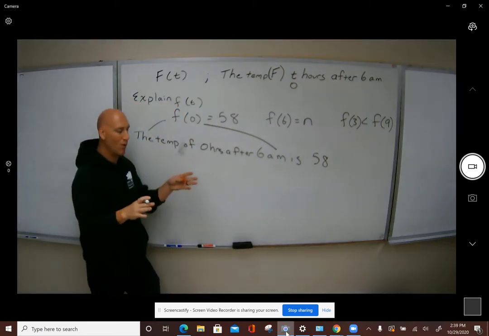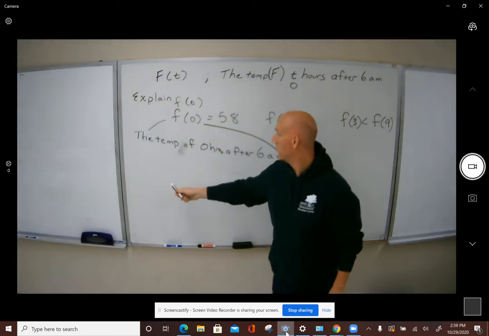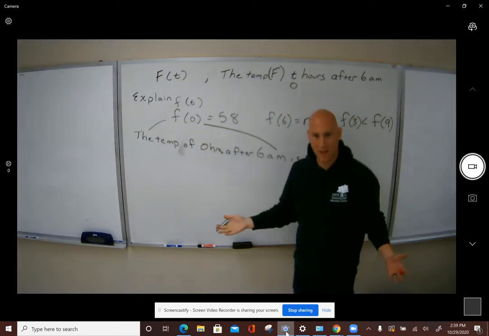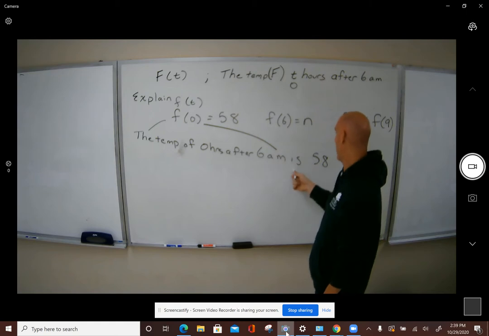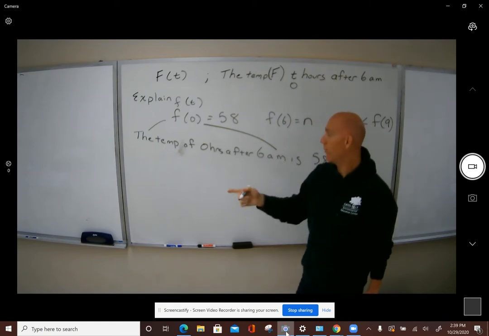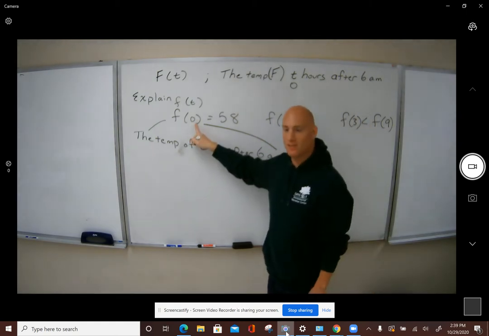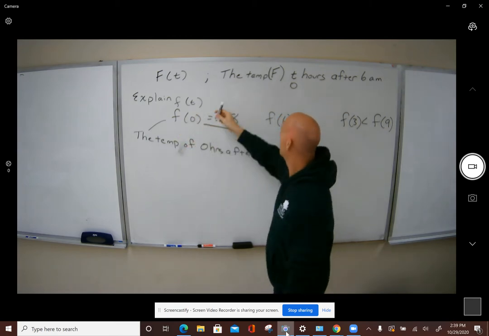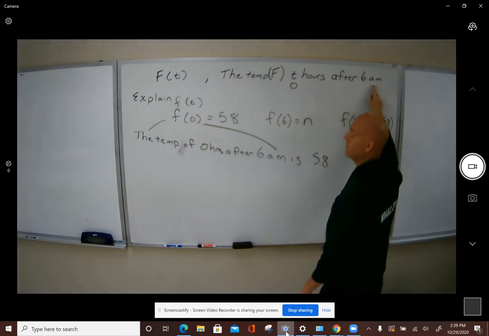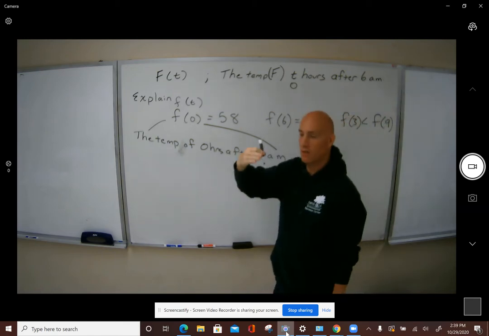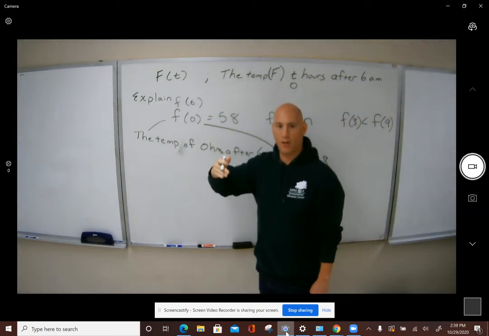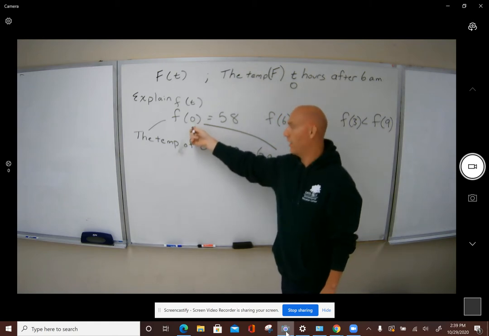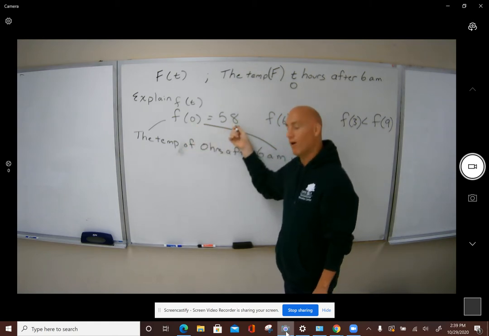But at some point, we have to use some common sense. The temp of 0 hours after 6 a.m., that just means 6 a.m. So the temperature at 6 a.m. is 58 degrees. Another way to think of it is, if our input's 0, that's when we started taking our temperatures. Because it said the temperature 0 hours after 6 a.m., we started looking at the thermometer at 6 a.m. So the time after is 0, that's just when we start. So when we started measuring, we're at 58 degrees.